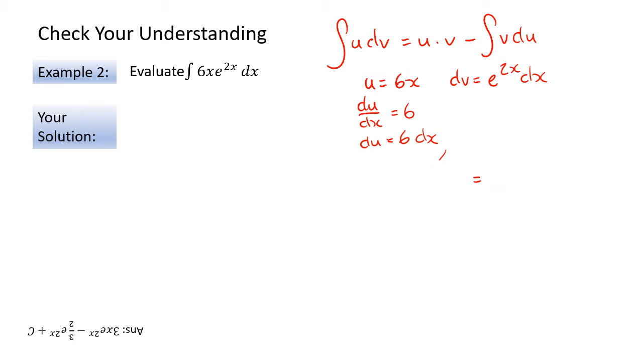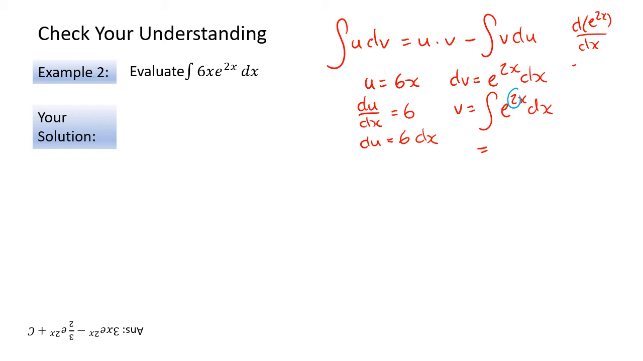So if I do that, I know that v is going to be equal to the integral of e to the 2x dx. And in this case, I do have a constant of 2 here. So when you take the derivative of e to the 2x, you're going to have e to the 2x multiplied by the derivative of this exponent, which is 2. So we have to make sure we remove that.